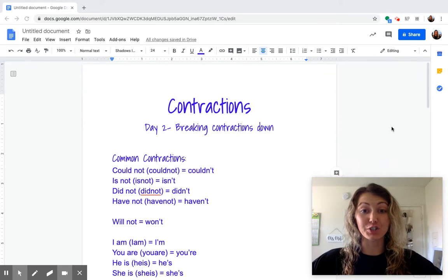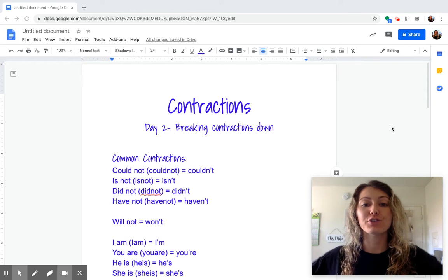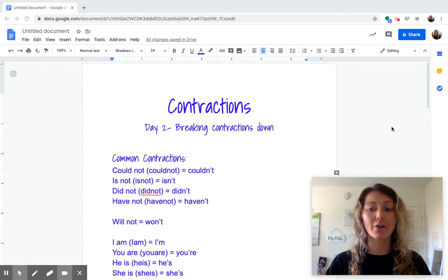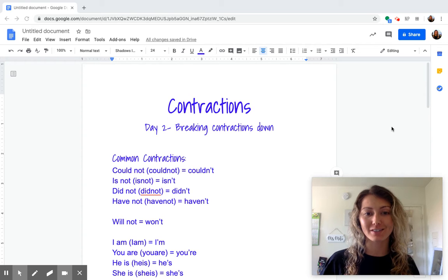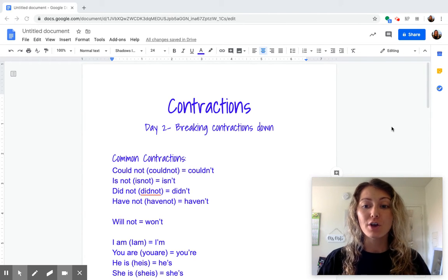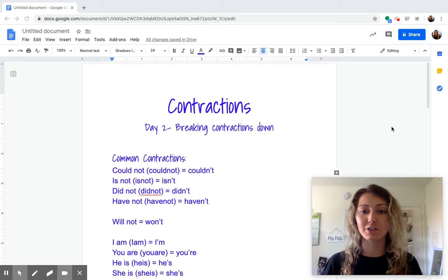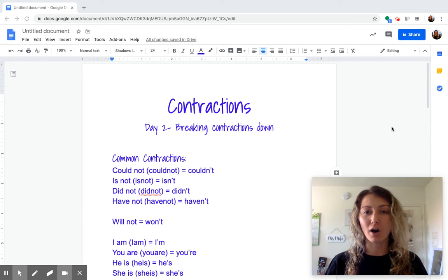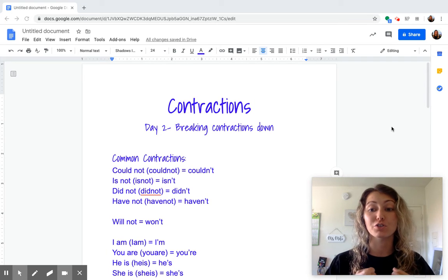Today is day 2 of contractions. So yesterday we learned what contractions are and how to make contractions. Today we're going to actually break contractions down. This way when we see contractions in writing, we can identify what they are and know what the two words are that make up that contraction.